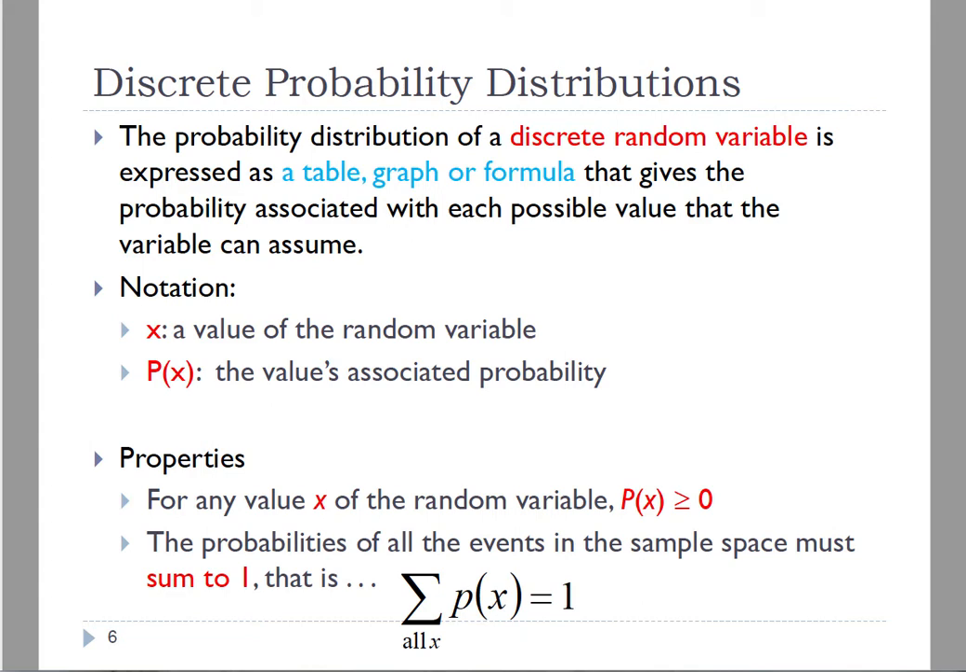The notation is: x is the value of the random variable, and P(x) is the value's associated probability. And there are certain properties. For any value x of the random variable, the probability of x is greater than or equal to 0. The probabilities of all the events in the sample space must sum to 1. That is, the summation of P(x) must equal 1.